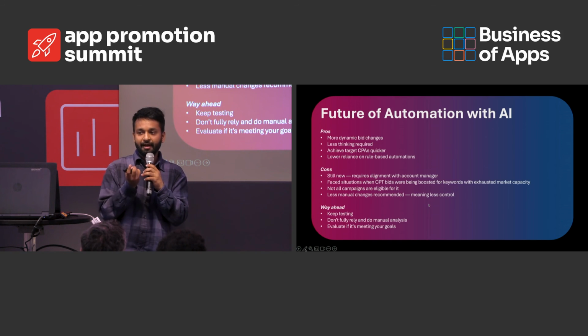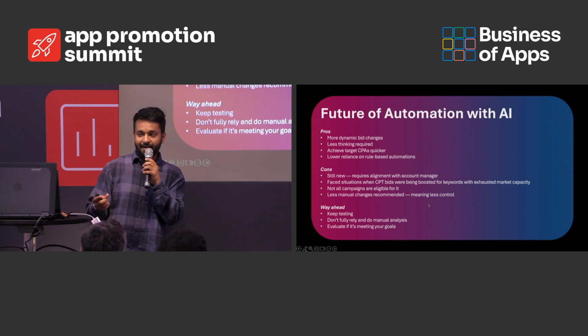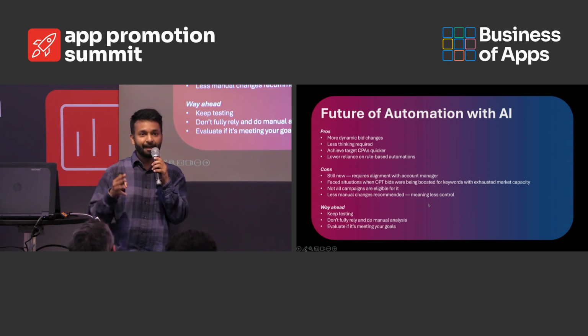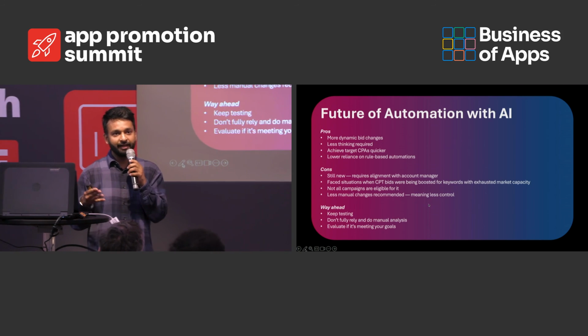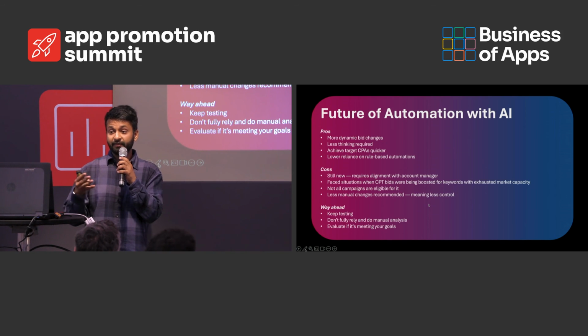So I wouldn't recommend testing out the new automations on your most important campaigns in the first go. Try them on not so important campaigns first. And if you see they're working well for you, then think about applying them to the more important campaigns. So, what's the way ahead?